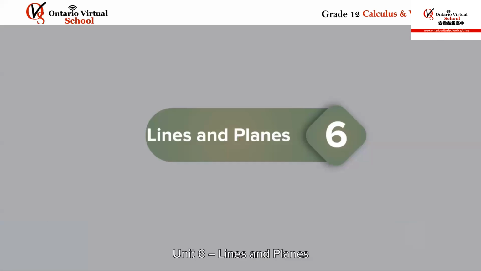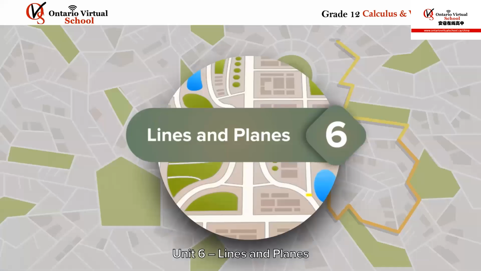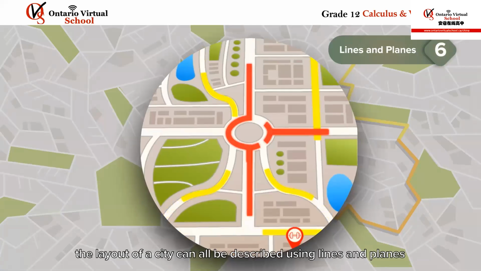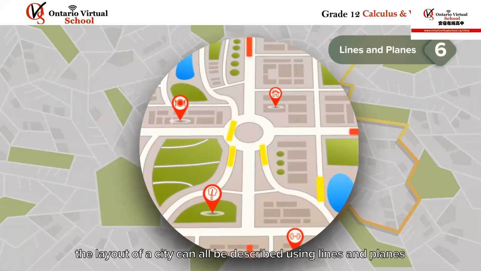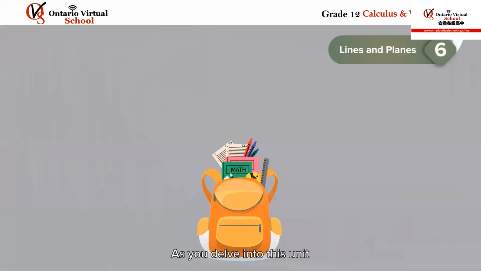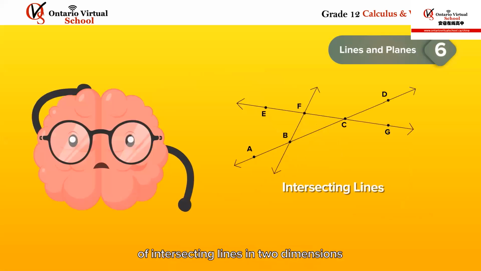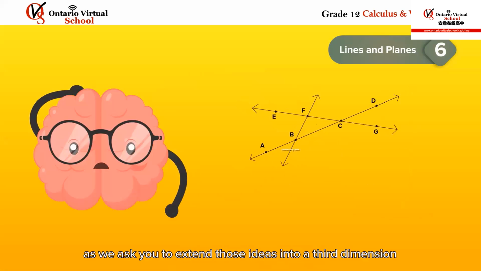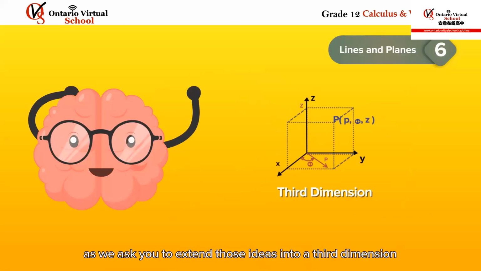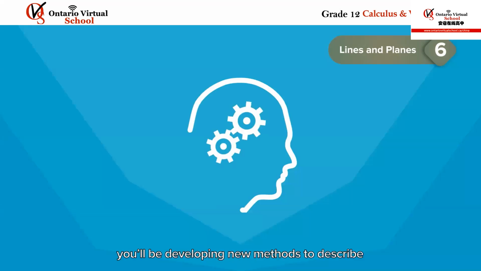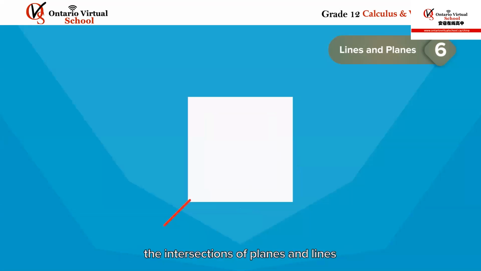Unit 6, Lines and Planes. The street systems and grids that make up the layout of a city can all be described using lines and planes. As you delve into this unit, you will need to recall your knowledge of intersecting lines in 2 dimensions as we ask you to extend those ideas into a 3rd dimension. Along the way, you'll be developing new methods to describe the intersections of planes and lines.